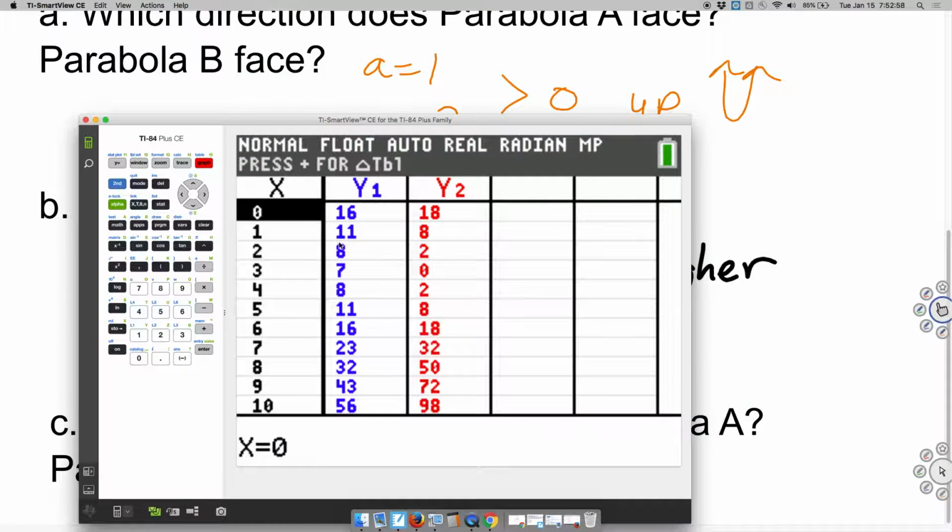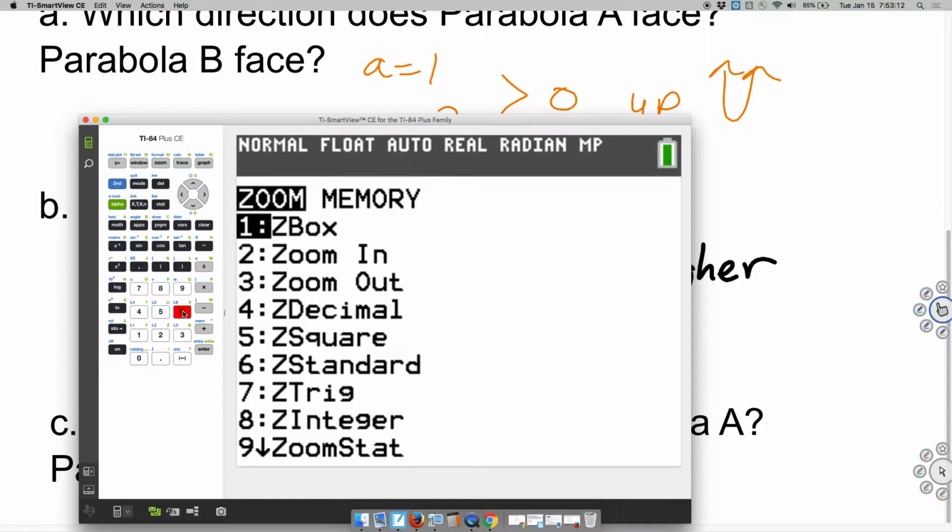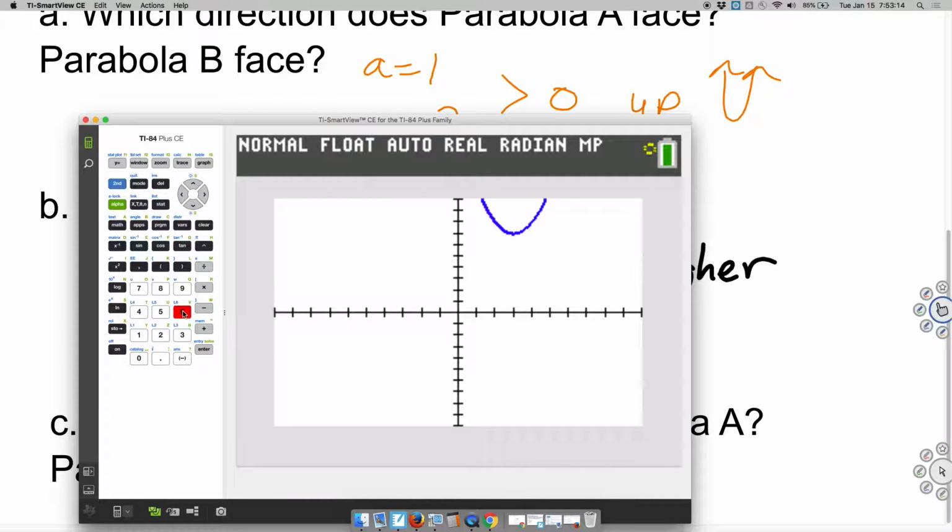Okay, so parabola A and parabola B. Well, it looks like parabola A doesn't have any x-intercepts. Its lowest point is 7, so it's not going to have any. And the second one looks like it only has one x-intercept. So let's just look at Zoom 6 real quick. The first one has no x-intercepts. The second one has a single x-intercept at 3, 0. So the x-intercept there would just be 3, 0.